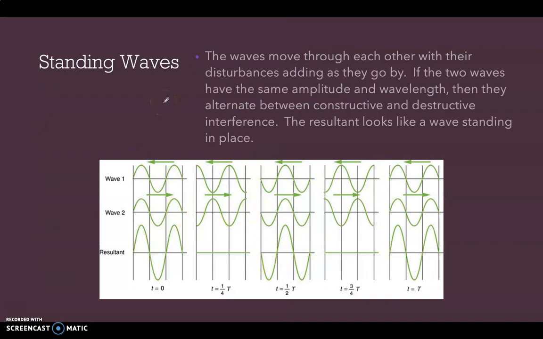All right, then we have another idea, which is called standing waves. And these waves move through each other with their disturbances adding as they go by. Okay, again, let me restate that. The waves move through each other with their disturbances adding as they go by. Okay? If the two waves have the same amplitude and wavelength, then they alternate between constructive and destructive interference, and the resultant looks like a wave standing in place. Okay?